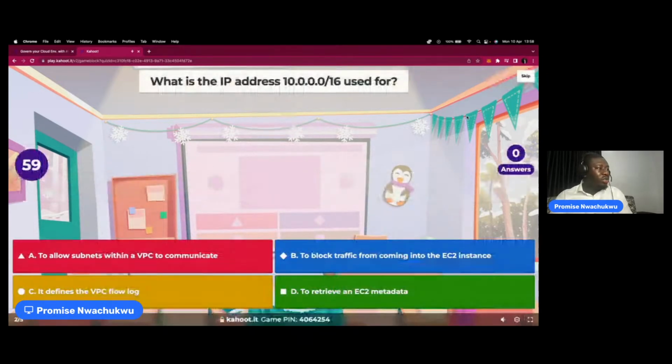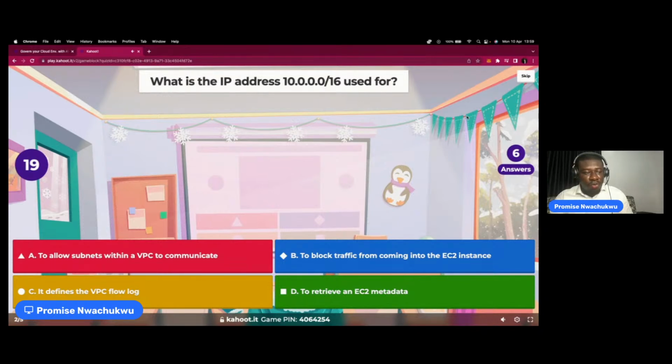What is the IP address 10.0.0.0/16 used for? Who is going to answer this one correctly? I see we have one answer in already. 3 answers in. Less than 30 seconds to go.